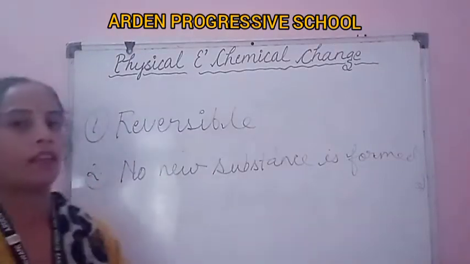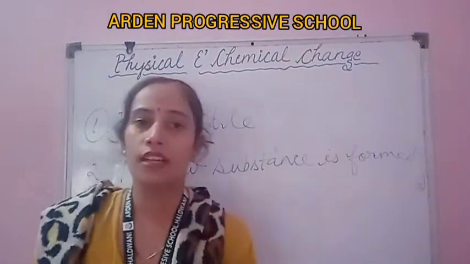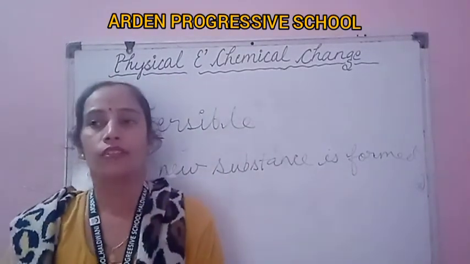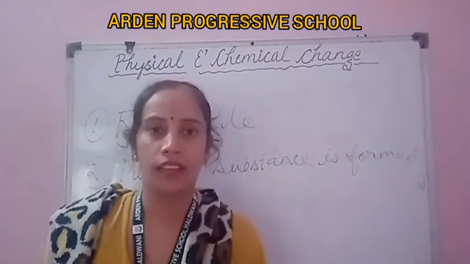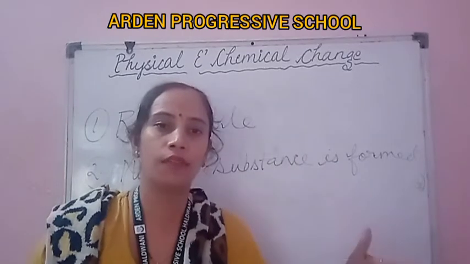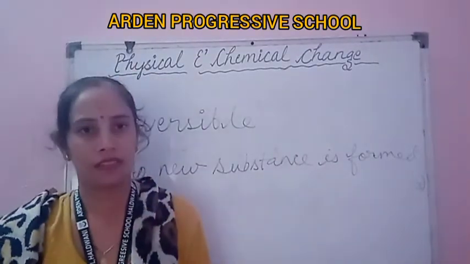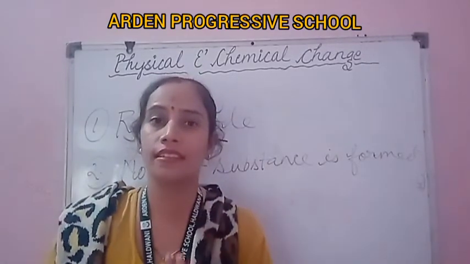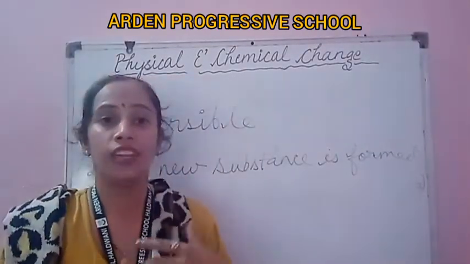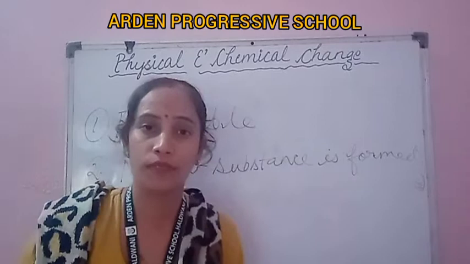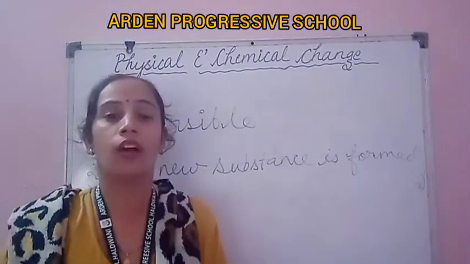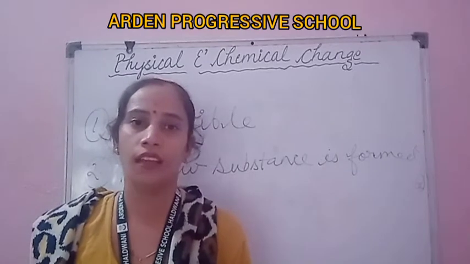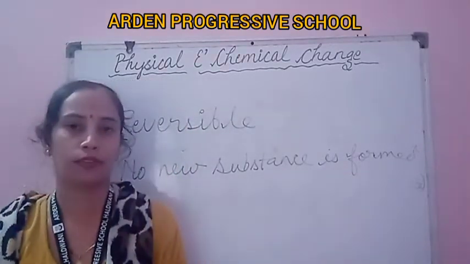Clear, students? There are so many other examples of the physical changes also. You can see the examples of the changes with the help of the pictures. Please see the pictures very carefully and understand how the change takes place in the color of the object, in the size of the object, or in the state of the object. Watch this carefully.